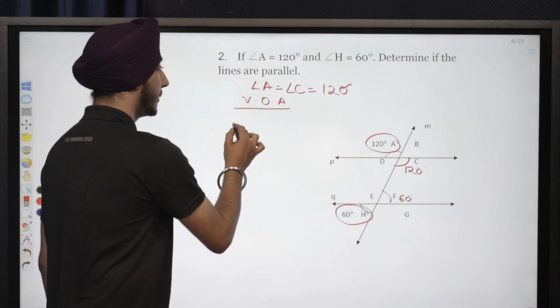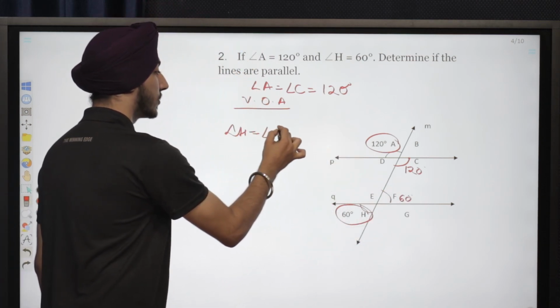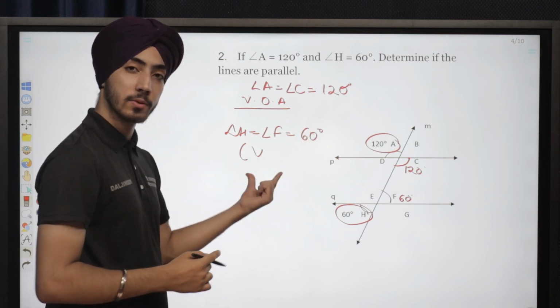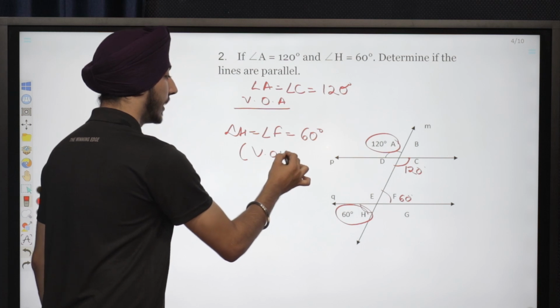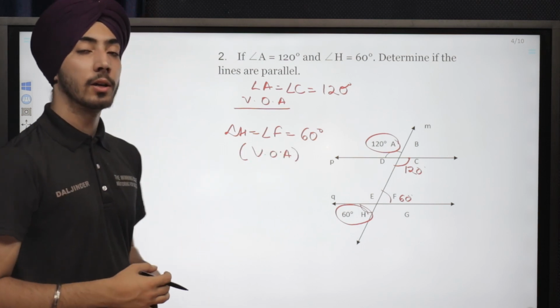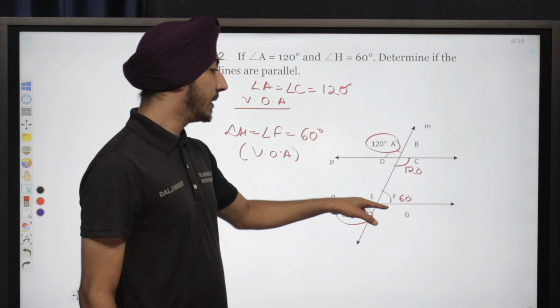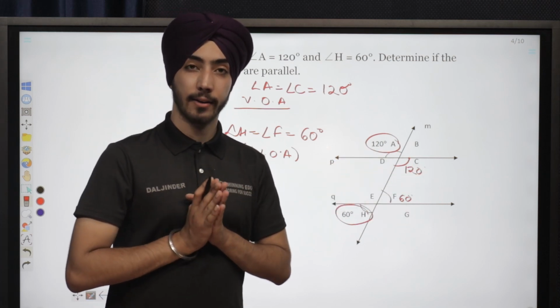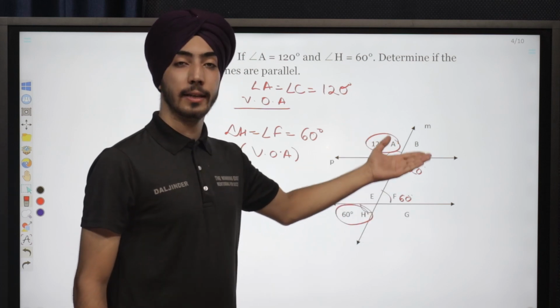So what will we write down? Angle H is equal to angle F is equal to 60 degrees. Again the same condition, that is vertically opposite angles, right? Now we just studied that if you have consecutive interior angles, their sum should be 180 degrees in a parallel line. Now we have to prove that these lines are parallel.